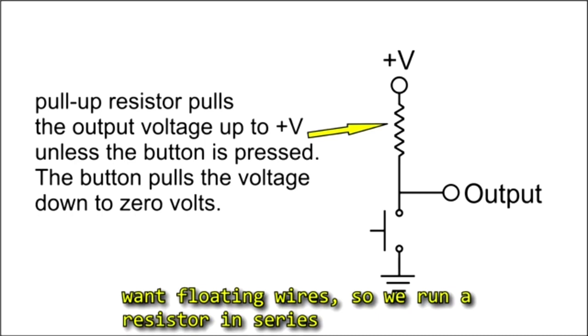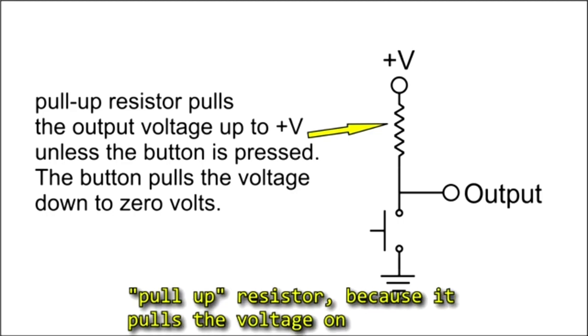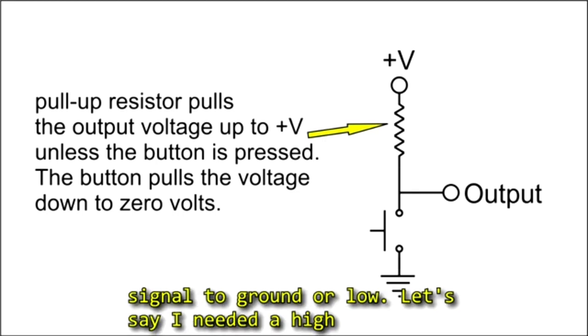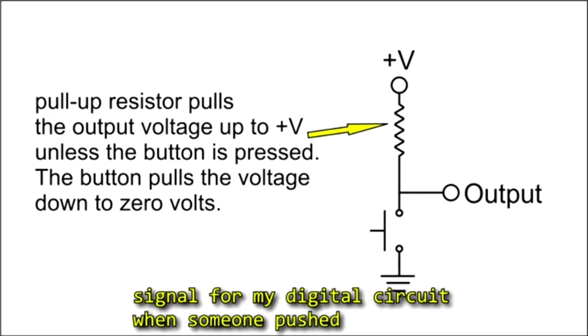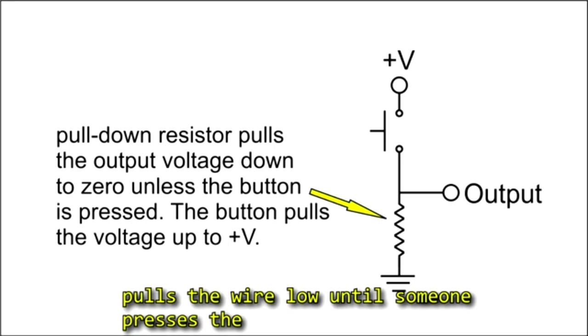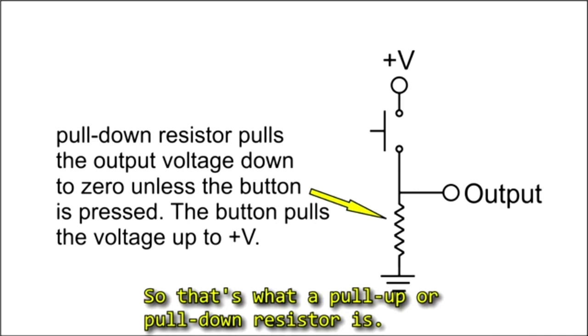So we run a resistor in series with the push button going to positive. This is a pull-up resistor because it pulls the voltage on the wire up. When I press the button, it pulls the signal to ground or low. Now let's say I needed a high signal for my digital circuit when someone pushed a button. So we use a pull-down resistor, which pulls the wire low until someone presses the button, connecting the wire to positive or high. So that's what a pull-up or pull-down resistor is.